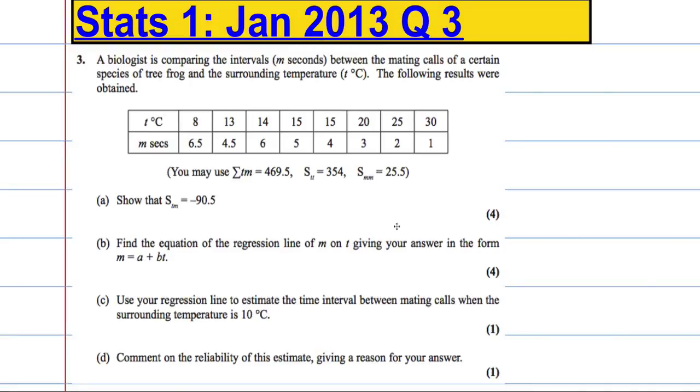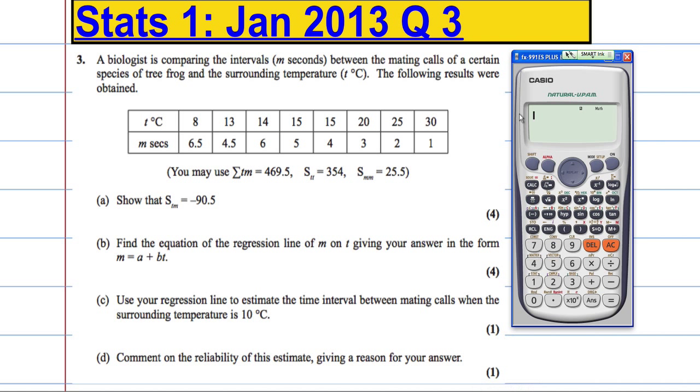Okay, question 3. A biologist is comparing the intervals between the mating calls of a certain species of tree frog and the surrounding temperature. The following results were obtained. We need to show that S of Tm is negative 90.5. This is an ideal question for the calculator. What we're going to do is put all this information into the calculator and then pull out our summary statistics.